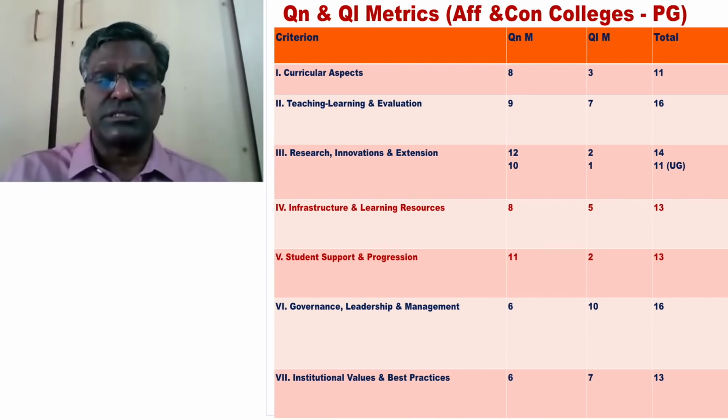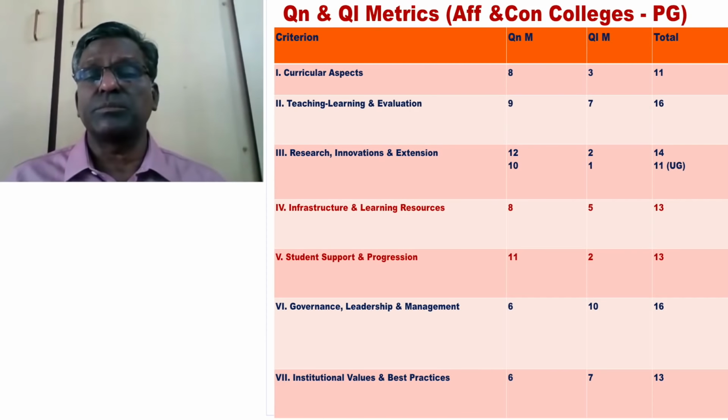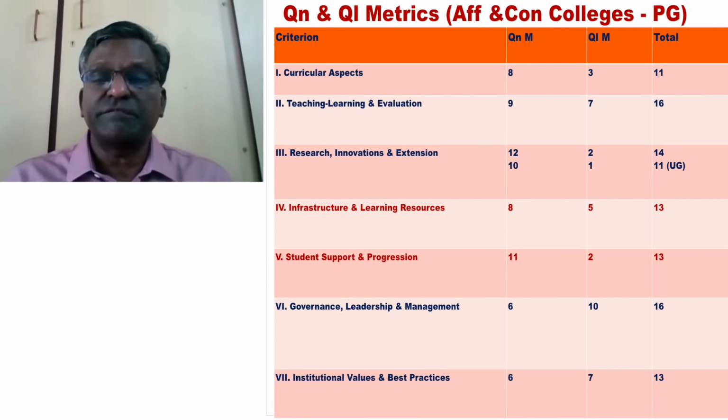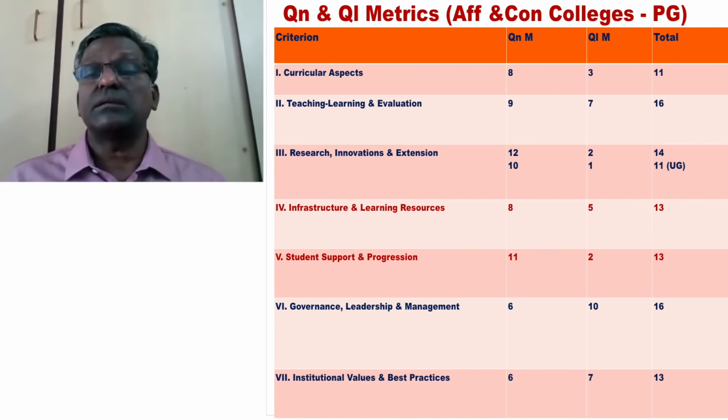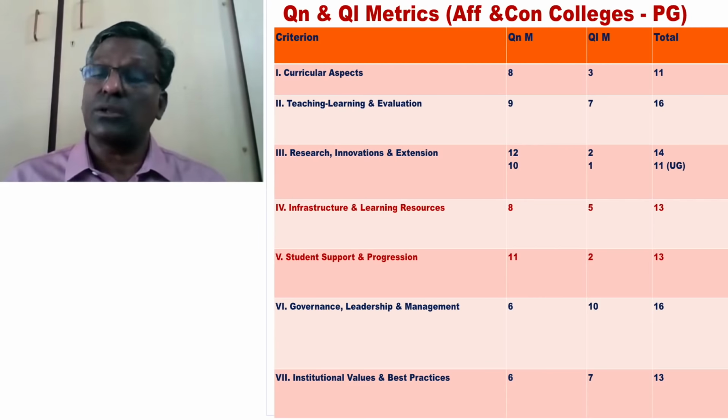It talks about the 7 criteria. It talks about QEN. QEN stands for quantitative metrics. What is quantified? Data, figures, numbers. And the third column talks about qualitative metrics. What cannot be quantified? I gave you examples like best practices, institutional distinctiveness or uniqueness. These cannot be quantified. These can only be described or articulated, narrated. So therefore it is qualitative.